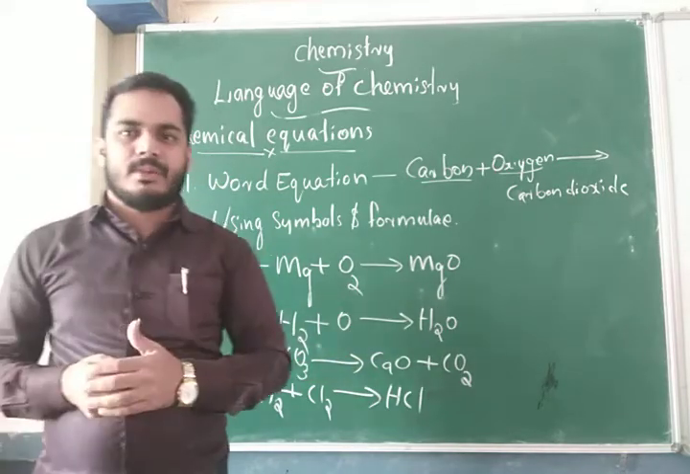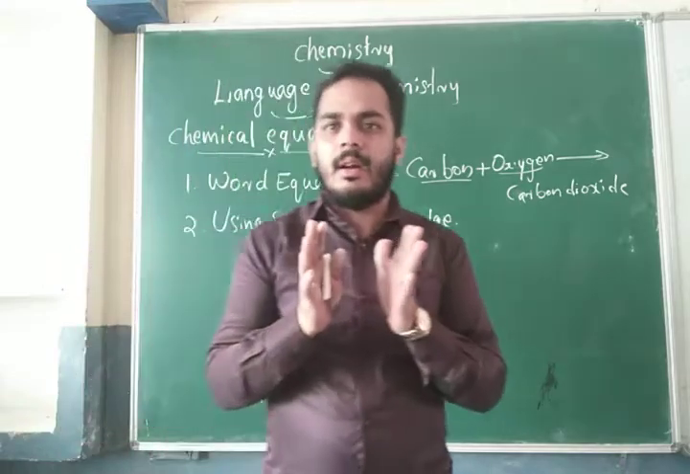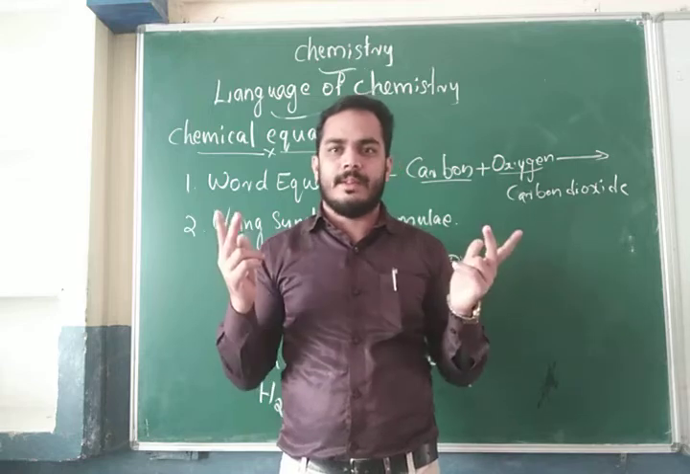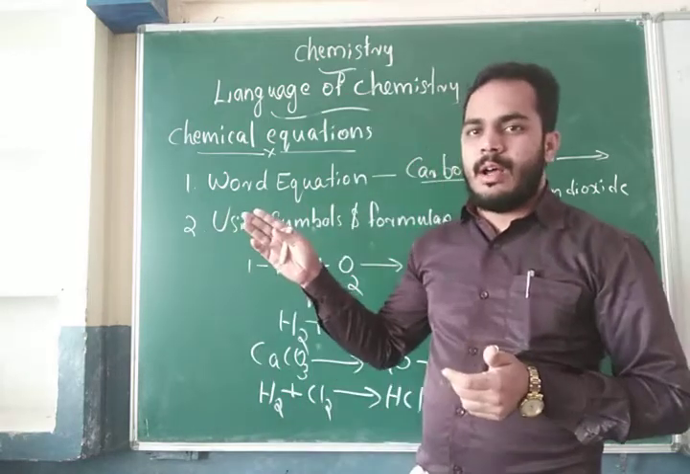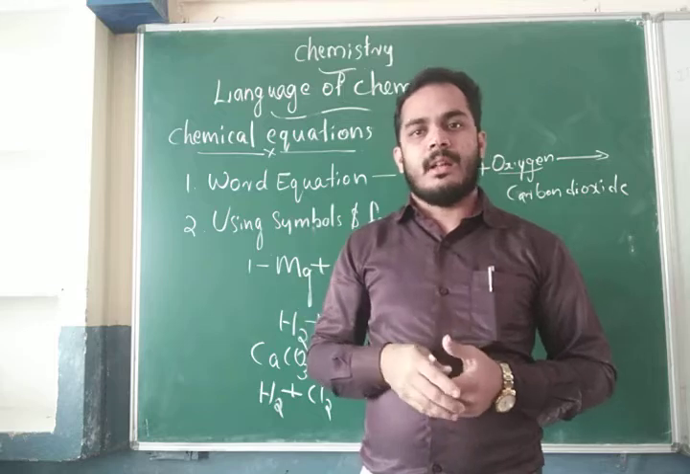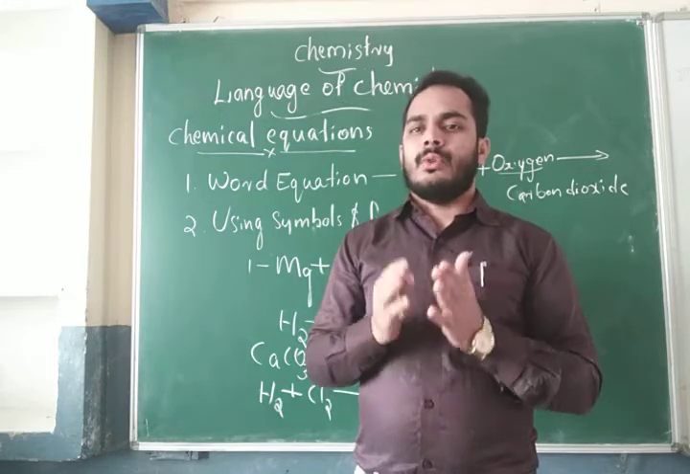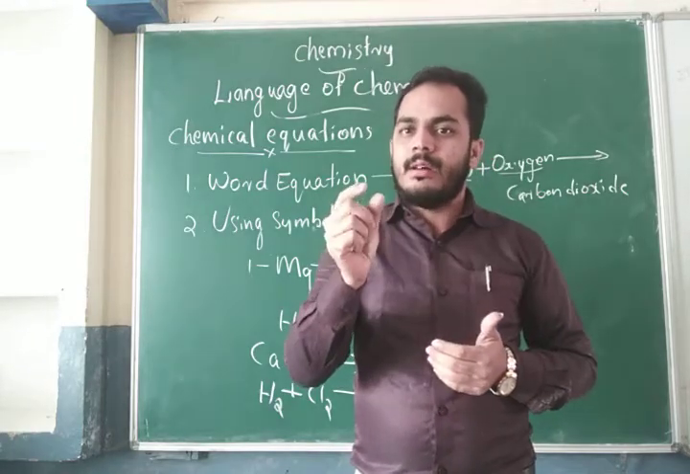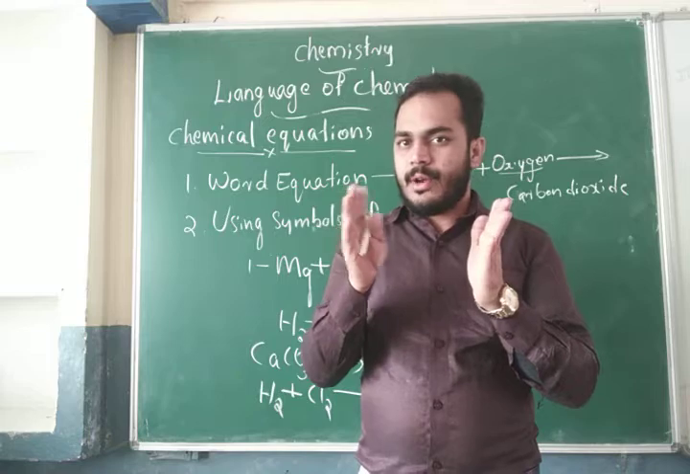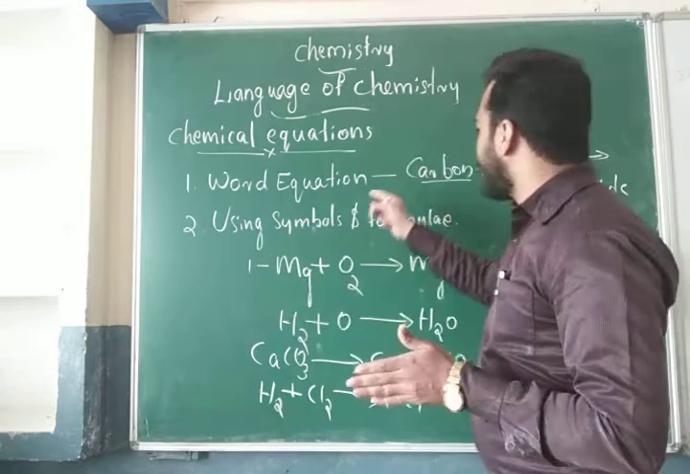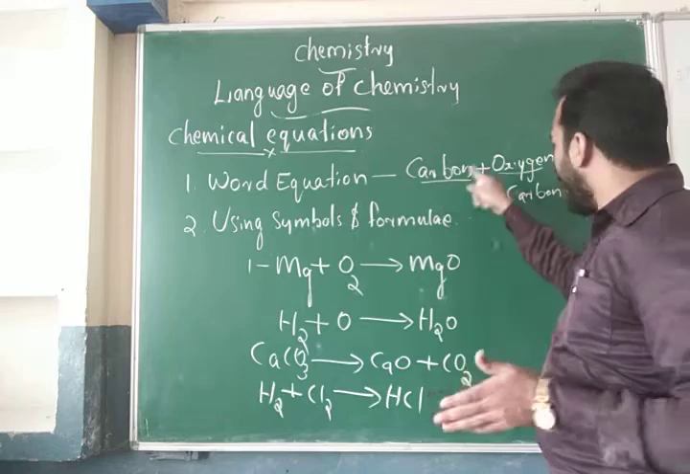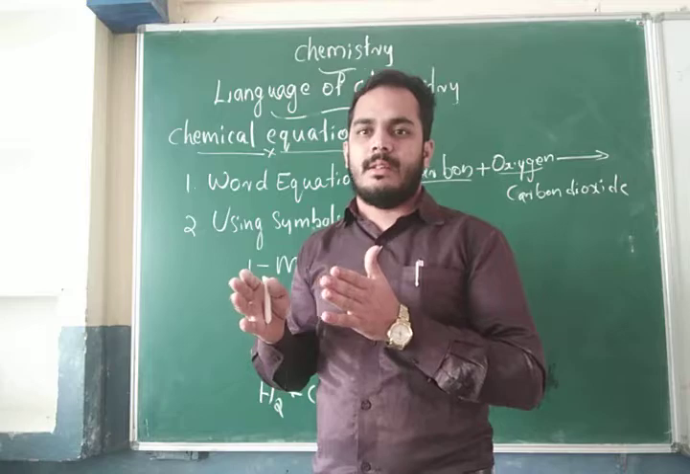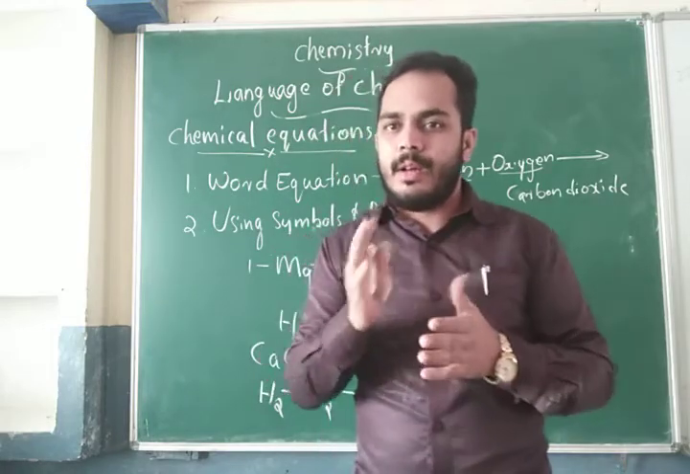So once again, to repeat: today's topic is chemical equations. Chemical equations are represented in chemistry in two ways: the first is the word equation, and the second is using symbols and formulas. A word equation means we use only words. For example, carbon and oxygen react to form carbon dioxide. This type of equation is called a word equation.